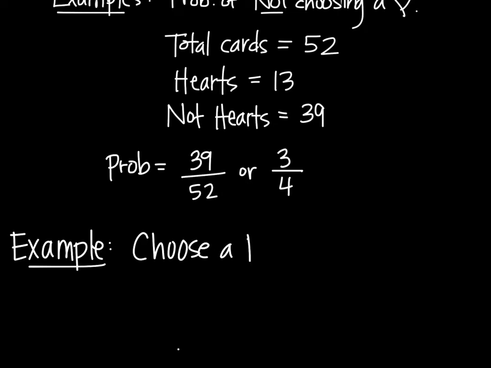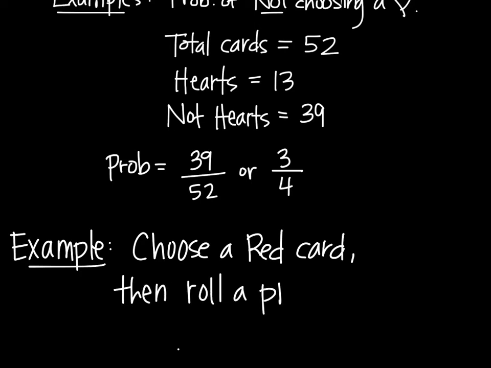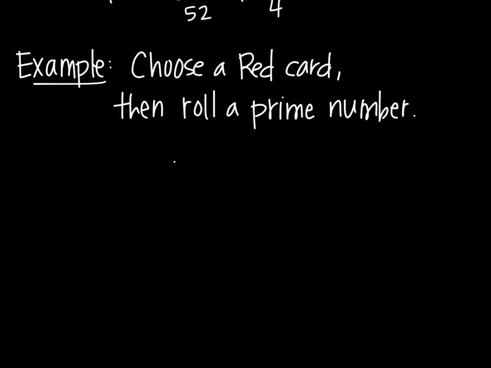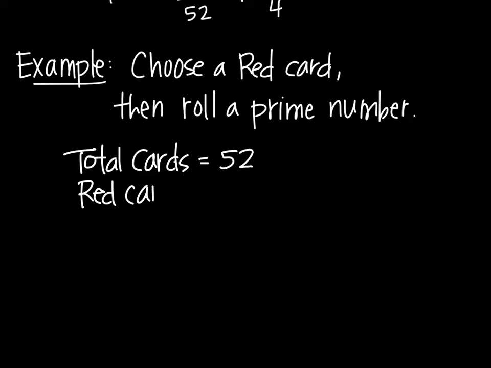Choose a red card. Then roll a prime number. So now we're doing cards and dice. Okay, choose a red card, then roll a prime number. All right, so let's talk about cards here. First we talk about the total cards. We know that there are already 52. How about how many of those cards are red? Half, which is 26. So the probability is 26 out of 52, which reduces to half.